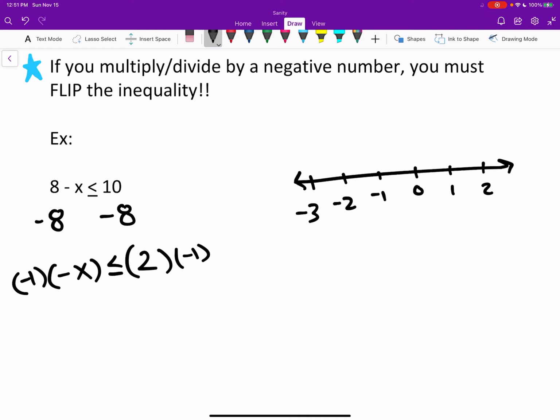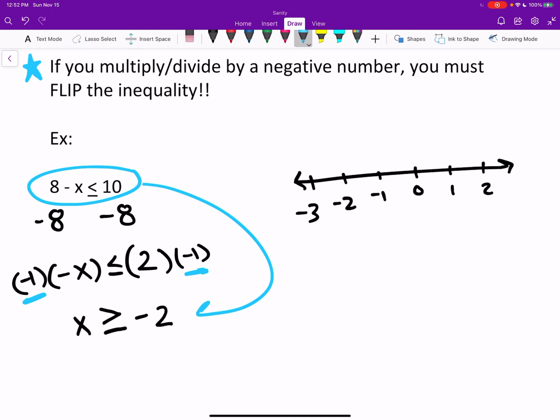But as soon as I multiply by that negative 1, I've multiplied by a negative number on both sides. So while that is going to change it to a positive x, that inequality is going to flip. It's still going to stay equal to, but instead of less than, it's going to become a greater than or equal to. And then the 2 times the negative 1 is just a negative 2. So that inequality is the same thing as this guy here, and that is something that we can graph.